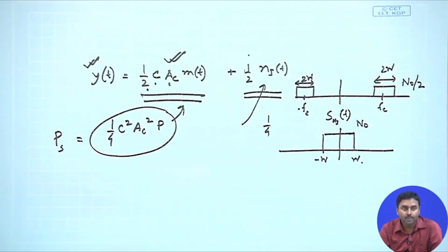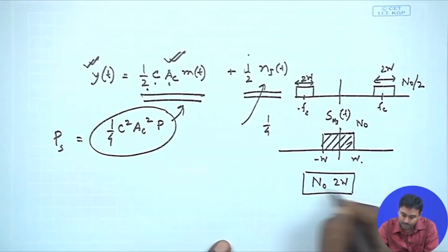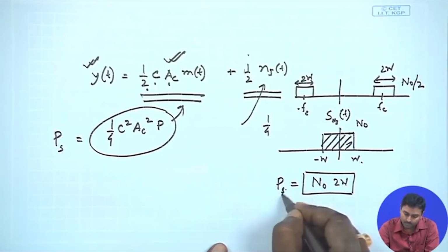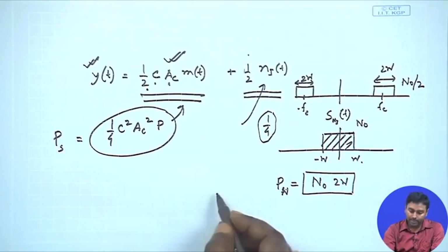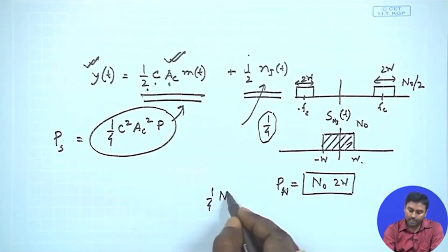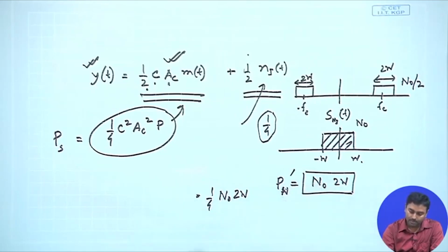So, what is the overall noise power then? It is just the integration of the power spectral density. So, that must be N0 into 2W, right. That is my noise power. There is a factor of 1 by 4, so it should be 1 by 4 into N0 2W. So, that is the actual noise power.